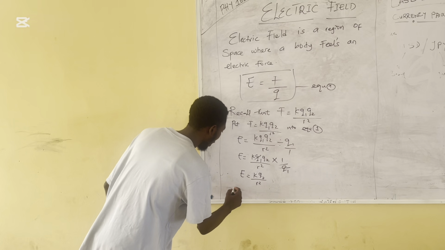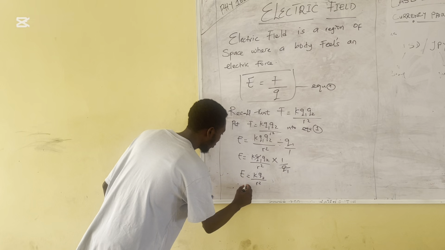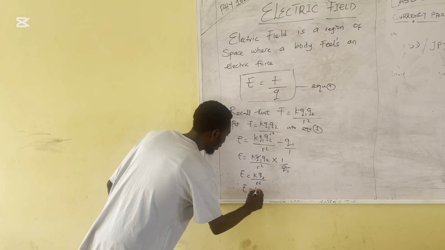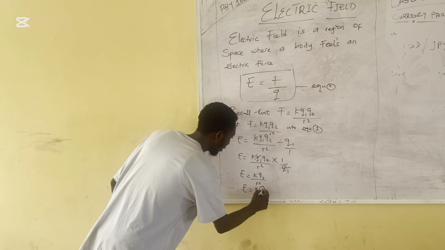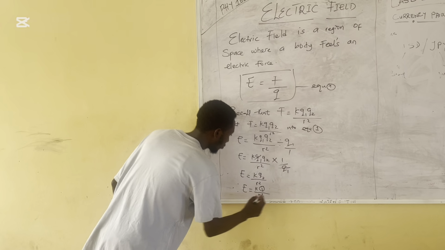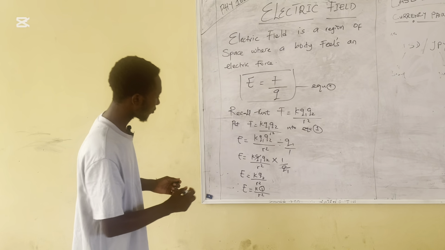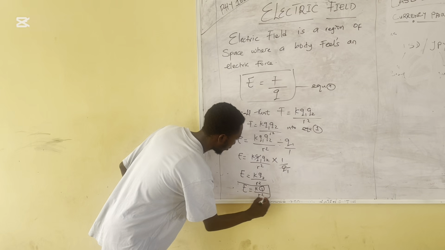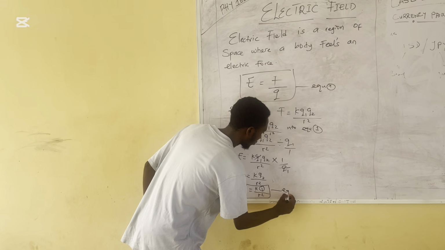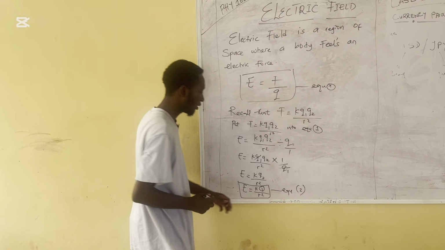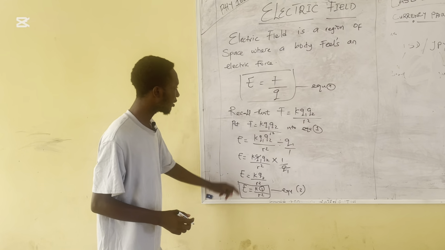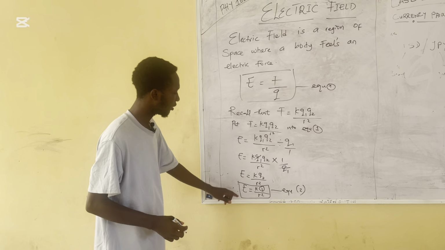So therefore, our final formula for electric field is E equals K, let's just represent this Q with a capital letter Q, over R square. So that's the equation. So please take note of these two formulas. It is very important.